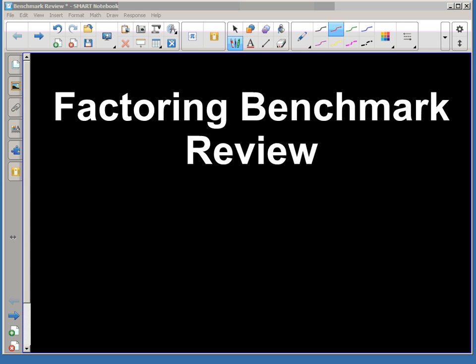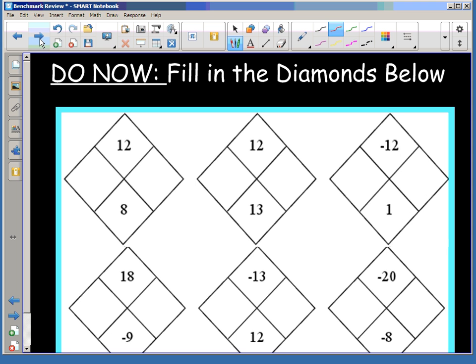Hello and welcome to our review of factoring to prepare you for the benchmark. We're going to start off with working on one of the tricks that we did to find factors that add up to a specific number. We call it the diamond.